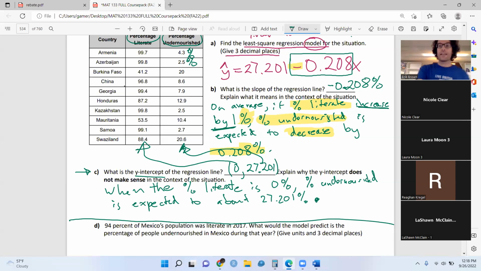So when you're asked to explain why it doesn't make sense, the correct answer is not to write out the interpretation. That doesn't explain to me why you think it doesn't make sense. What you're looking at is either, is this value kind of ridiculous, or is this value kind of ridiculous? So let me start with the less ridiculous value. That's the number for undernourished. Is it possible that a nation could have 27% of its population hungry, not being fed enough?